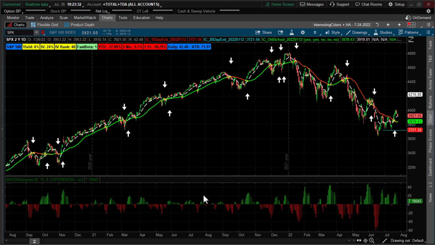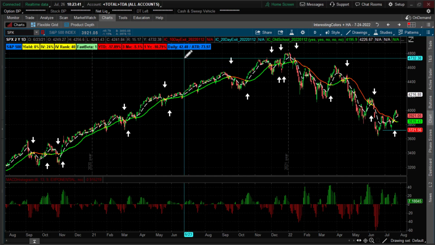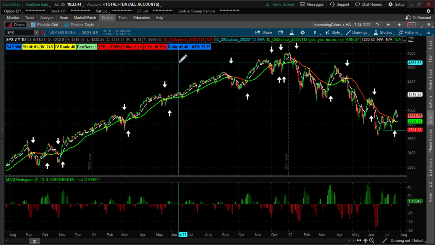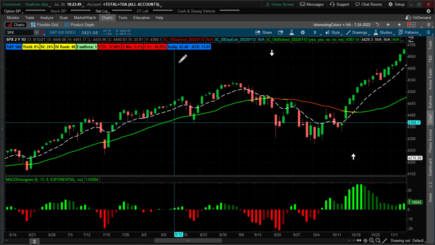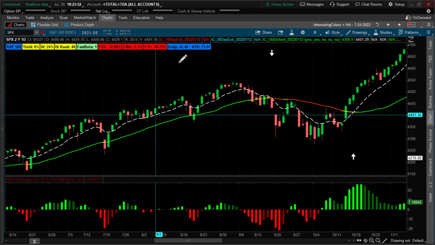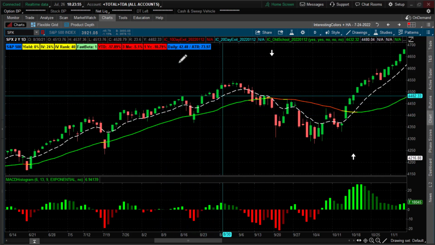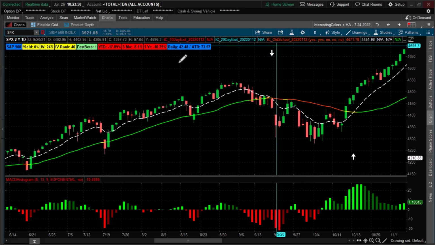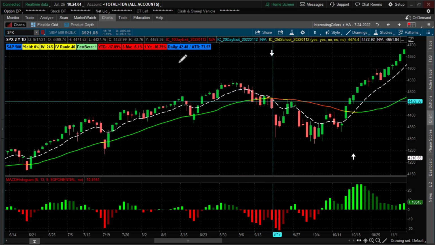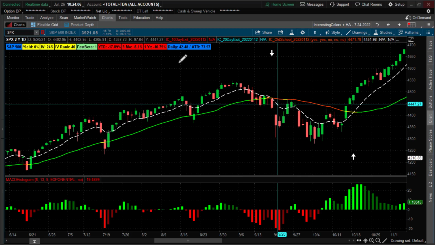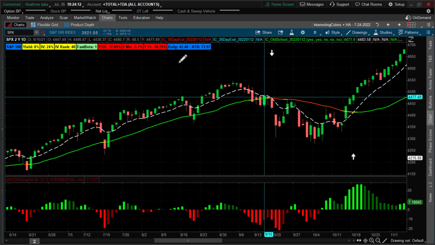So we're going to do this with the SPX. This is a 2-year chart. We've got a 2-year daily chart, and all we've got on the chart is the 30-day simple moving average, the 10-day exponential moving average, and some arrows. A white arrow means that the 10-day exponential moving average has just crossed below, from the upside to the downside, of the 30-day simple moving average.